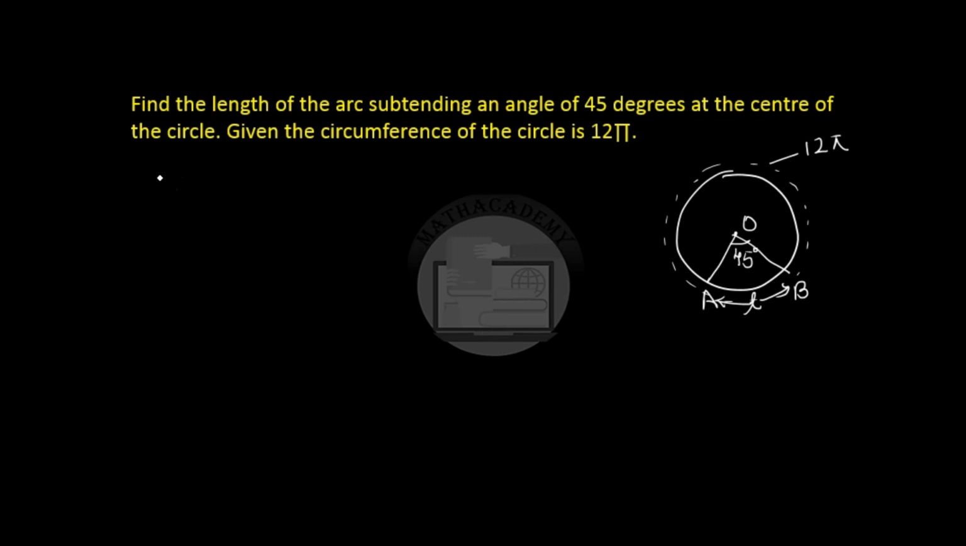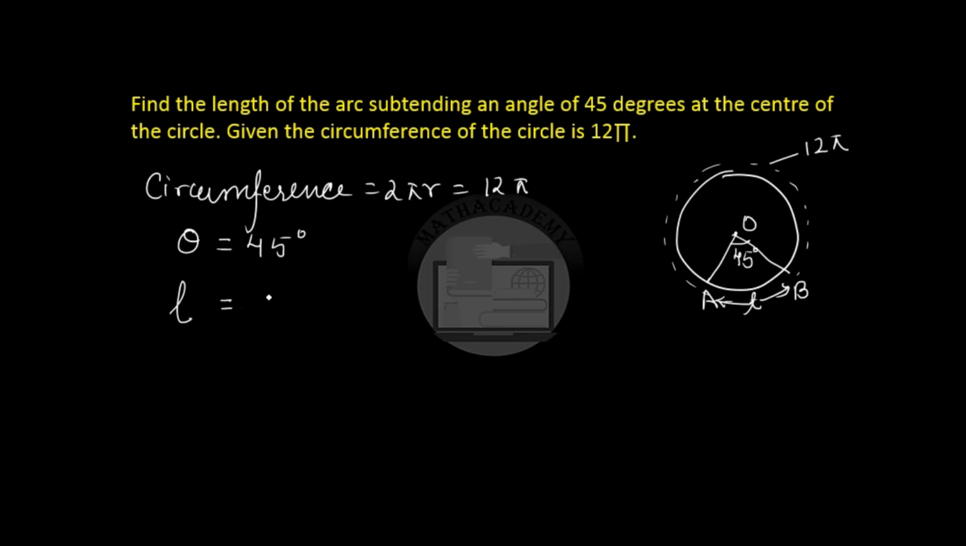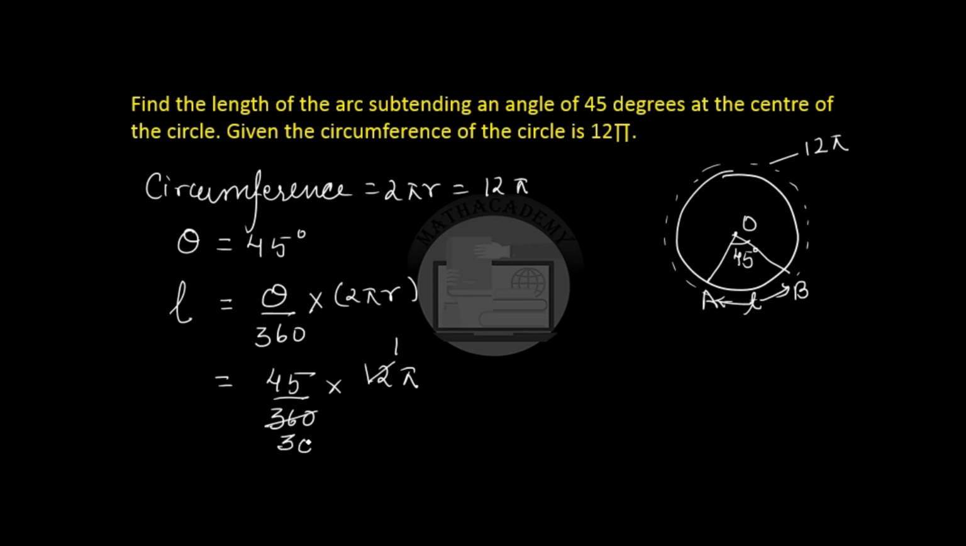So circumference is 2 pi r which is given as 12 pi. Okay, theta is given as 45 degrees, angle subtended by an arc at the center, and the formula which we have derived says that L is equal to theta divided by 360 times the circumference or 2 pi r. So theta is 45 divided by 360 times the circumference is given as 12 pi. So we'll simplify and we get the length of the arc as 3 by 2 pi.